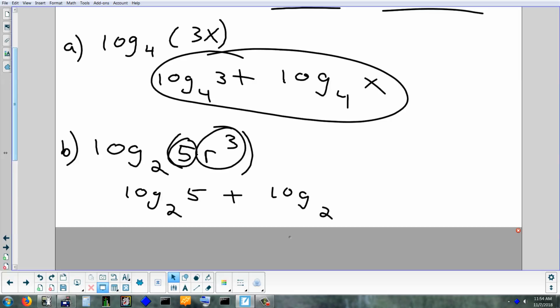But if I want, I can do something at the same step. I got to do this eventually. Either do it now or later. So what do I have to do with the cube? Yep. Put a 3 in front. So if you want to do it all in one step, there you go. Log base 2 of 5 plus 3 log base 2 of r.